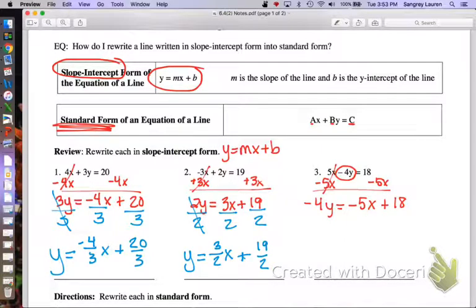Now we're going to divide everything by negative 4. Negative 4's cancel. So does negative 5 over negative 4 reduce? It does, because a negative over a negative is a positive. And then does 18 over negative 4 reduce? It does. It becomes 9 over negative 2. So there's those 3 examples where it was in standard form and we changed it to be in slope-intercept form, which is what we've practiced already.